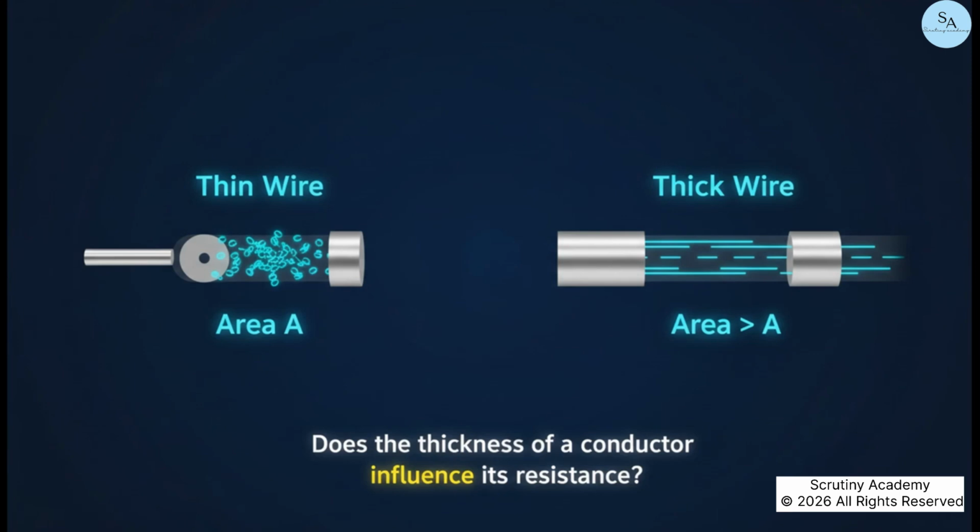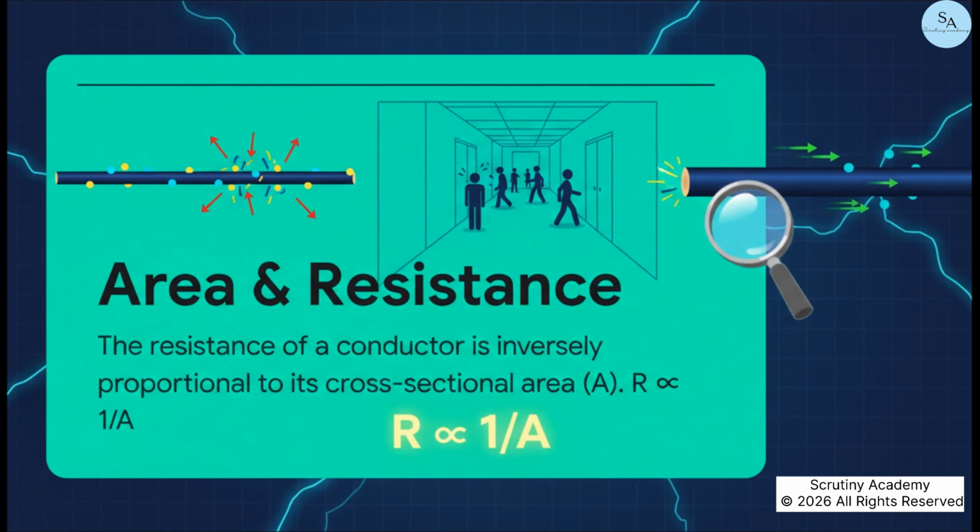Now for our final factor, and this is the one that brings us right back to our original question, the thickness of the wire. In physics, we call this its cross-sectional area. With this one, the relationship is inverse. That means a thicker wire has lower resistance. And this makes perfect sense if you think about it.